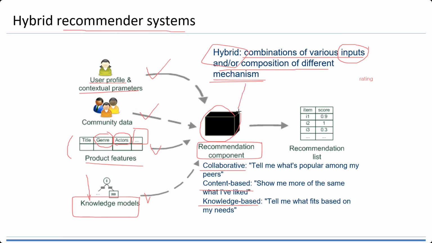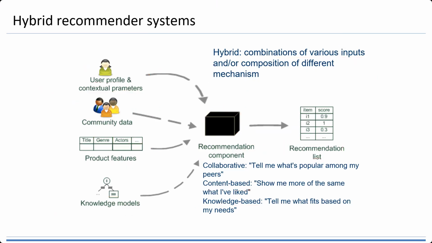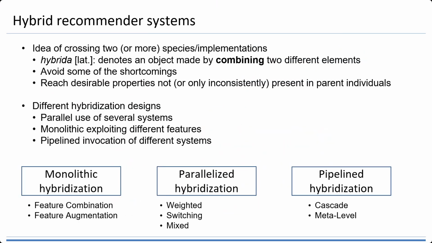And once we combine it, we will give the recommendation list. So this is the mechanism. The idea is crossing two or more species or implementations. This is from the word hybrida. It denotes an object made by combining two different elements. Why do we need this? It is to avoid some of the shortcomings. Shortcoming means the weakness.